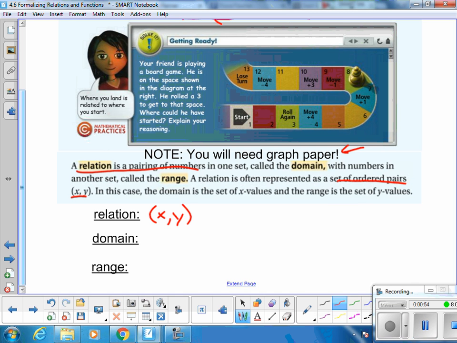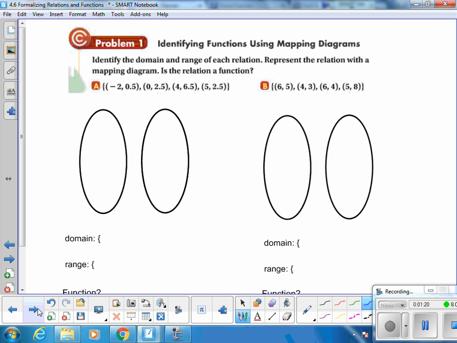The domain in this particular situation is actually going to show up as our x in our ordered pair, or our independent variable. And our range is going to be our y values, which will be our dependent variable. So we'll be interacting with our domains and our range within a relation.